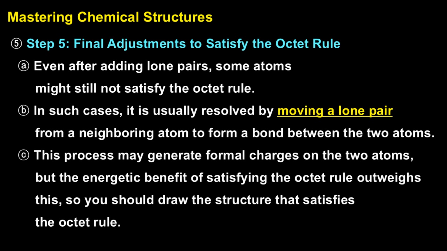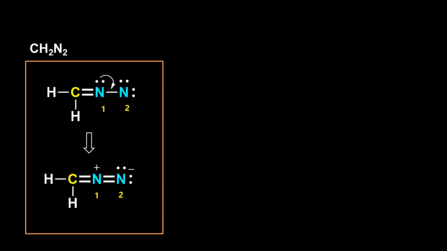Making sure atoms follow the octet rule is usually more important than keeping formal charges at 0. So when you're finalizing the structure, prioritize completing the octet, even if that means introducing a formal charge somewhere. By taking this step, we help the molecule reach its most stable form, where as many atoms as possible have a full set of valence electrons.